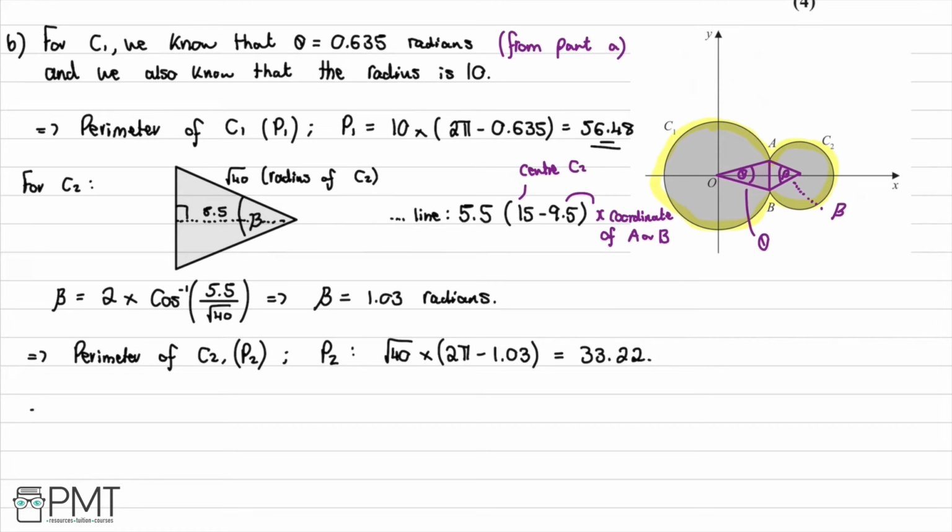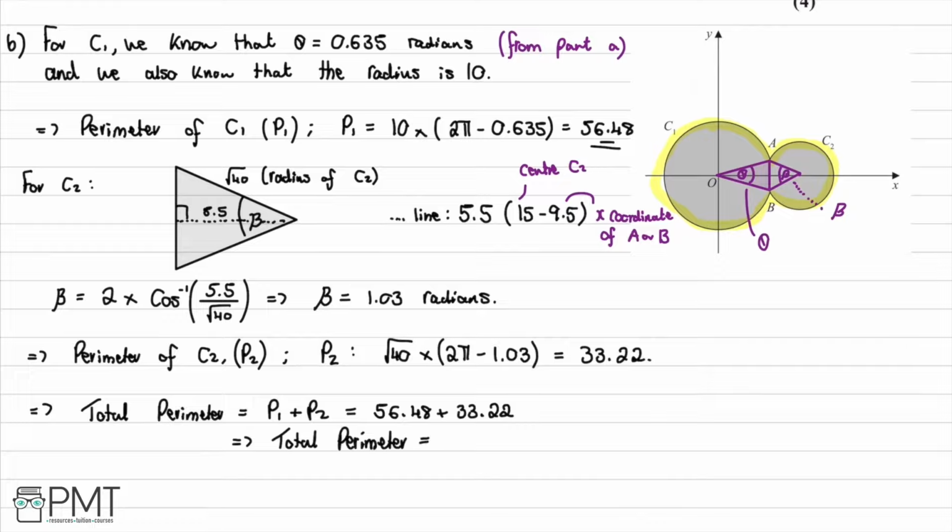So then we can say that the total perimeter is going to be equal to P1 plus P2, and we have that is 56.48, and then we're going to add 33.22 to that. So we add these together, and we can therefore say that the total perimeter is going to be equal to 89.7.